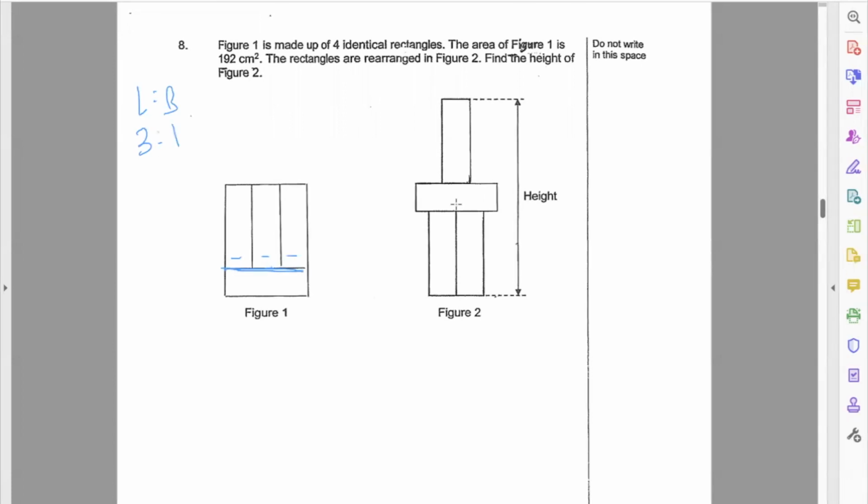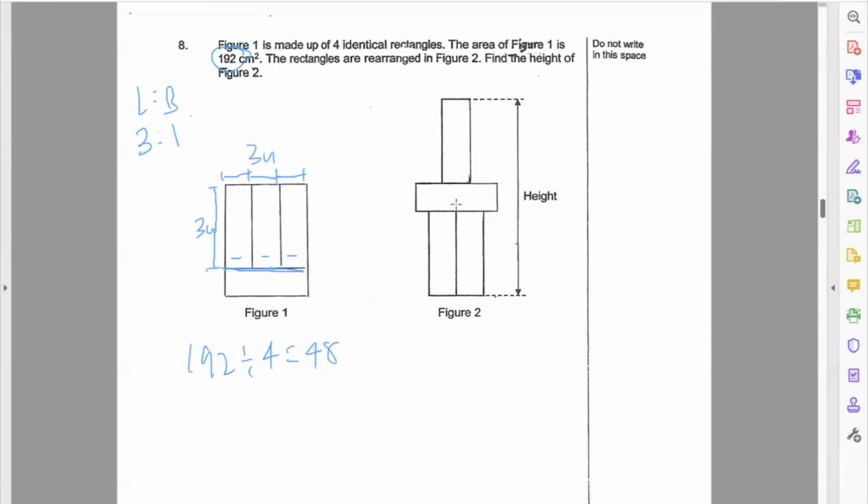Okay. Now, look at the question again. In the figure, the area of figure 1 is 192 cm2. So 192 is made out of 4 rectangles. If you divide it by 4, you get the area of one of the rectangles, 48. Okay. Earlier we said the length is 3 units and the breadth is 1 unit. So this is 3 units. Just look at this, 3 units, right? And this will be 1 unit, 2 units, 3 units, also 3 units.